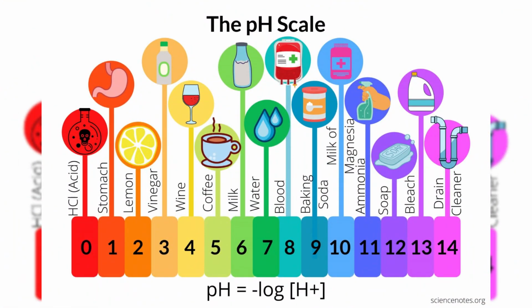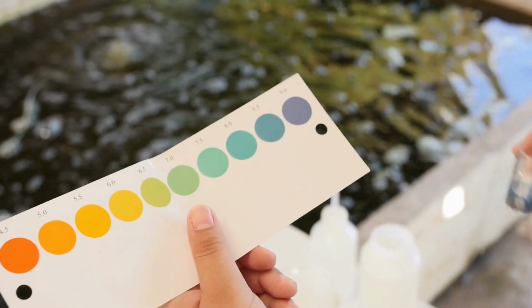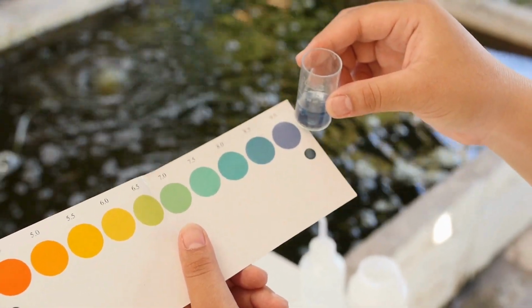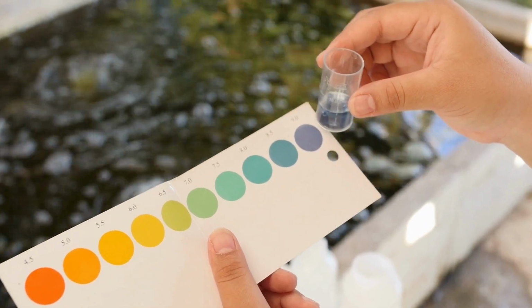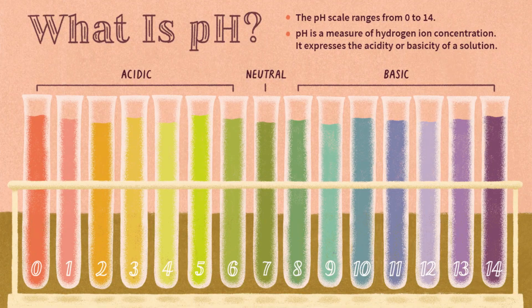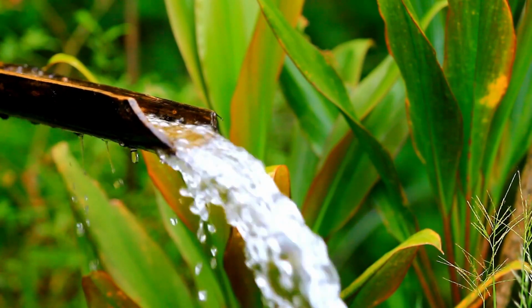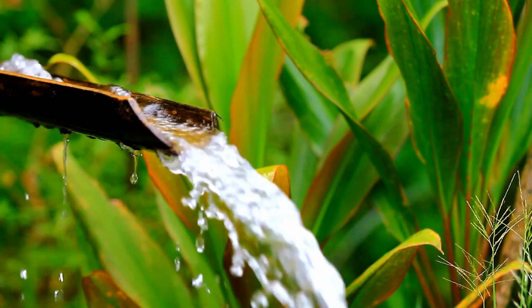The pH scale runs from 1 to 14 and displays the range of acids and bases. Any substance measuring 1 to 6 on the pH scale is an acid, and substances measuring from 8 to 14 on the pH scale is a base. A neutral substance has a pH of 7, like pure water.